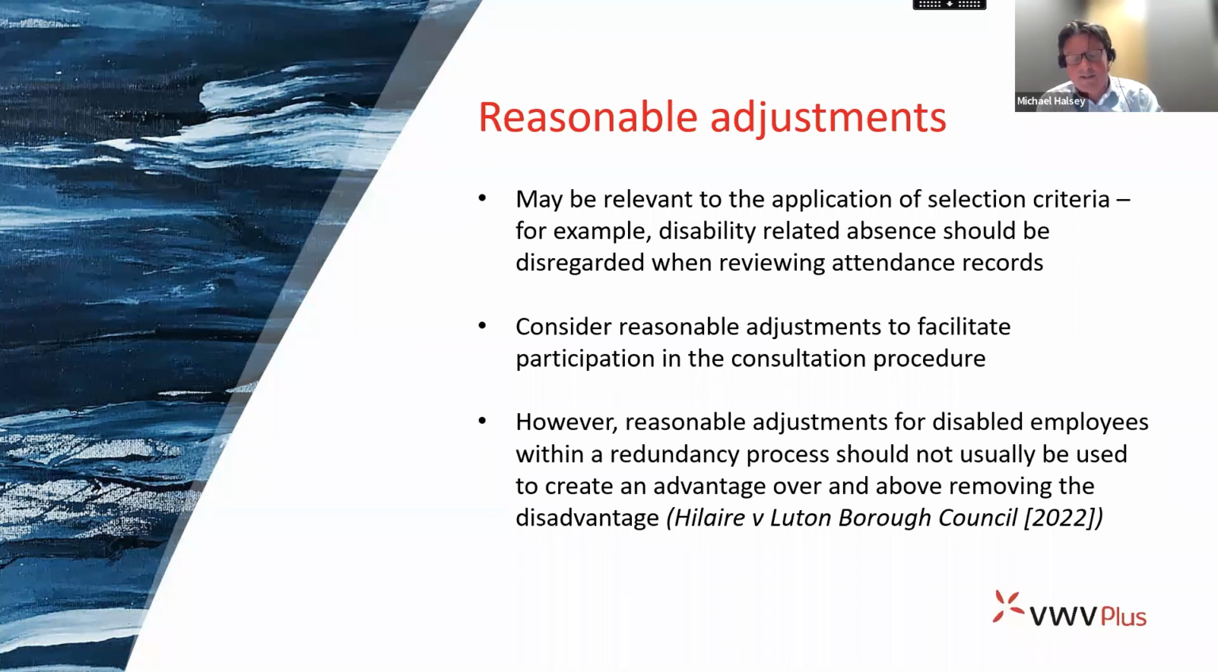It may also be necessary to make adjustments to other elements of the redundancy process. And the second point points to that. So to give some examples of what tribunals have seen as reasonable: postponing a redundancy process where a disabled employee was due to return in the not too distant future, delaying the consultation pending a health assessment, making adjustments to ensure participation in the consultation procedure. So for example, allowing potentially family members to attend meetings or providing suitable alternative notice to meetings for certain people.